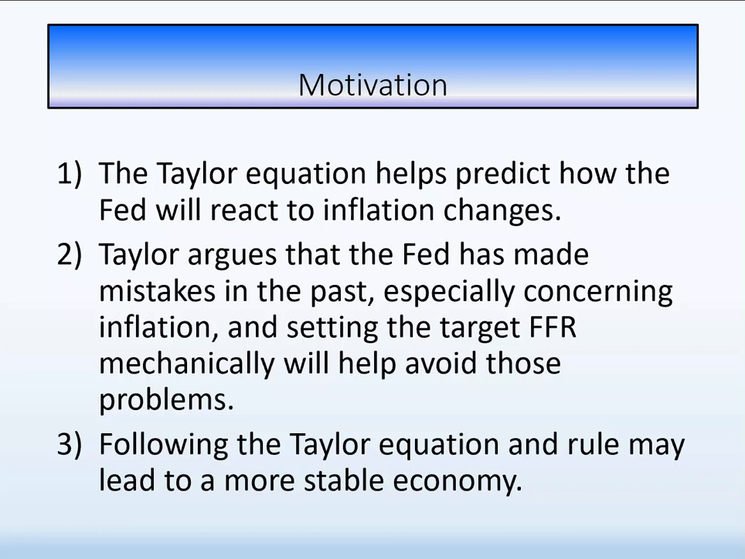Second, John Taylor, who created the Taylor equation and Taylor rule, argues that the Fed has made mistakes in the past, especially around inflation, and that setting the target Fed funds rate mechanically will help avoid those problems. And third, following the Taylor equation and rule may lead to a more stable economy.